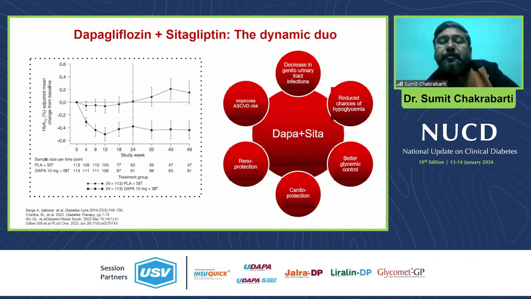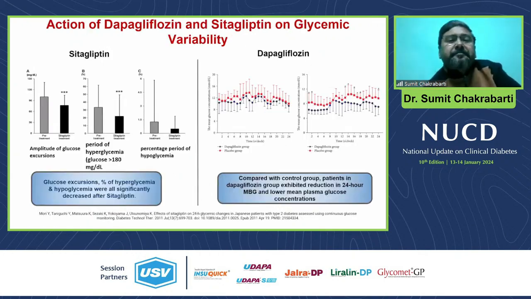So what about if you combine your dapagliflozin with sitagliptin? Again, the duo can be dynamic. Better glycemic control is achieved. There is cardioprotection, DAPA plus sita. There is enhanced renal protection. It improves the atherosclerotic cardiovascular risks, and it might help to decrease genitourinary tract infection. So together, the duo can work dynamically because of its synergistic mode of action.